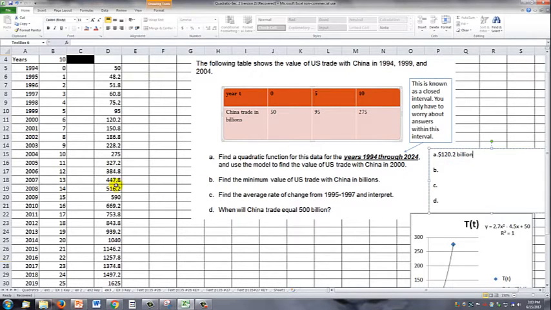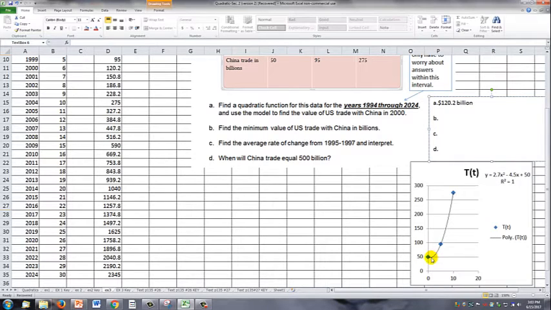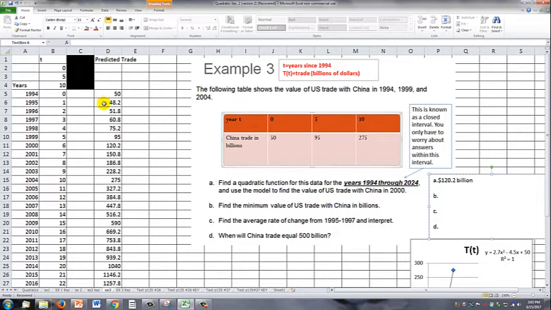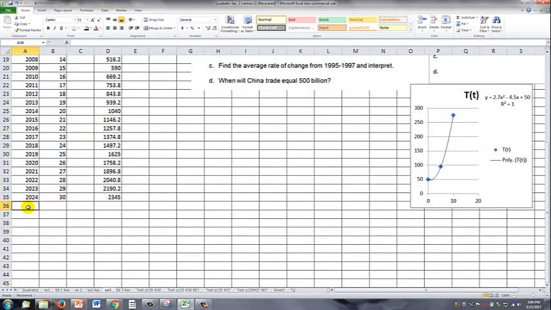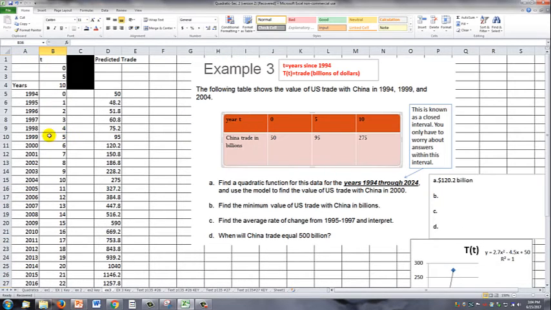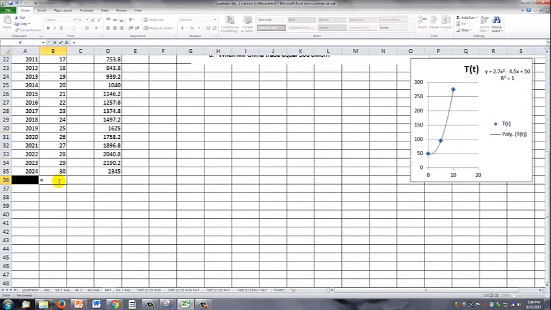Next question, find the minimum. You can kind of look at the graph and see that it's close to 1994, and you can look at the lowest value here, and it's pretty early on. But remember, we have an exact way of doing this because it's quadratic. We can do negative b over 2a to find the x value. So I'll come all the way down here, and not here because that's my actual year. Right here is where my independent variable is. So I'm going to do equals -1 times b, which is -4.5, divided by parentheses 2 times a, which is 2.7. So I'm getting my b and my a value from the equation.